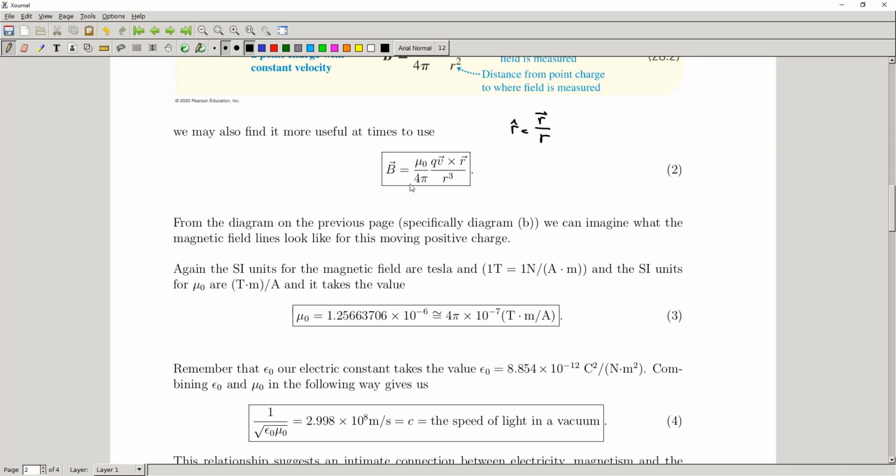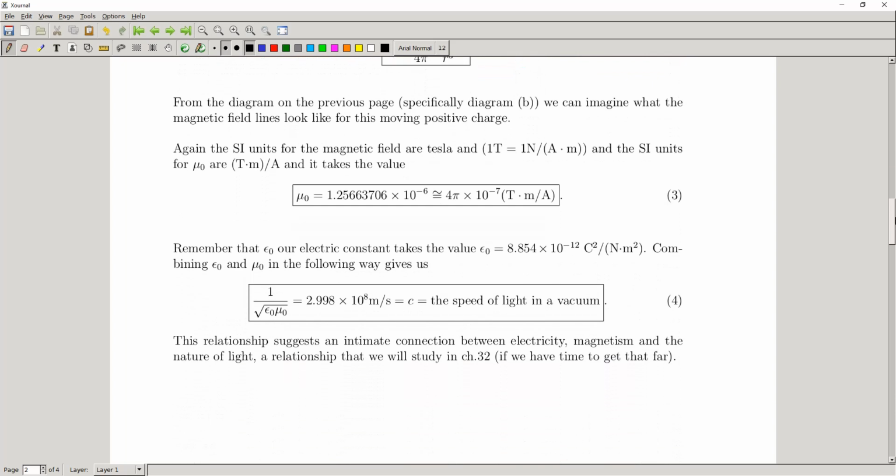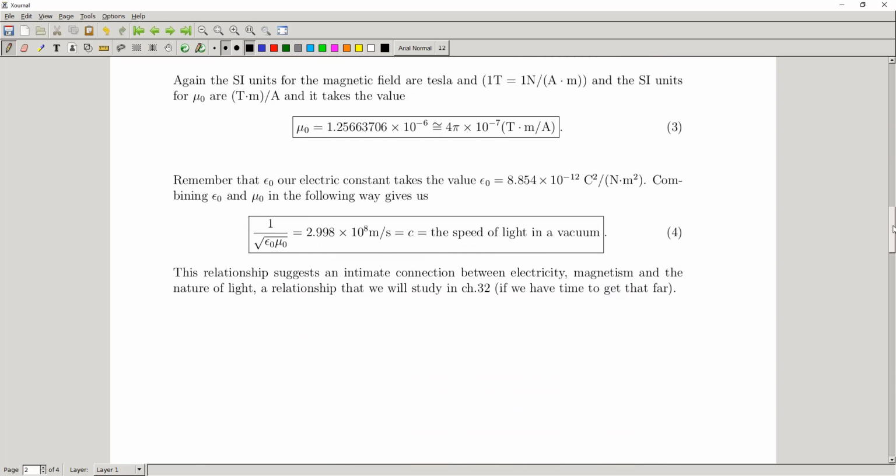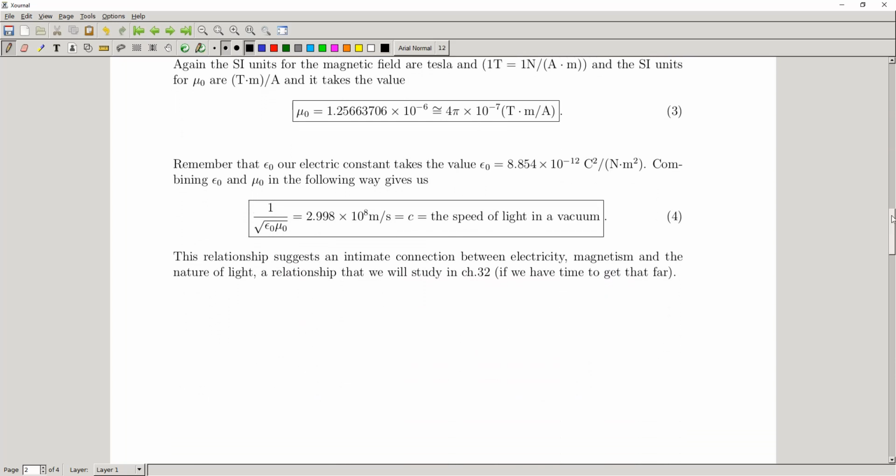I'll often write it like this, and then we can go back and forth as we calculate. One last thing I wanted to say before we move into an example from this section and then move on, is that I mentioned this relationship between epsilon naught and mu naught.